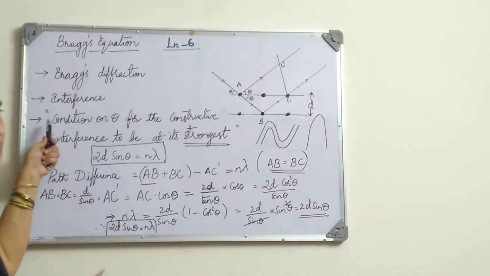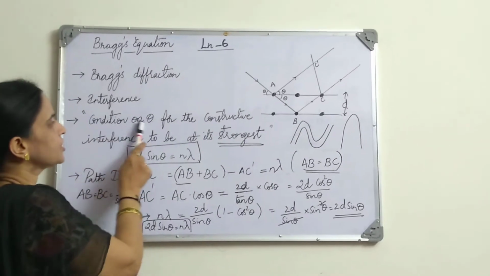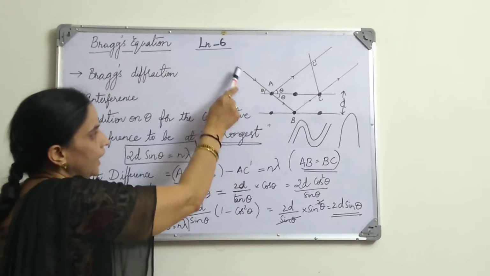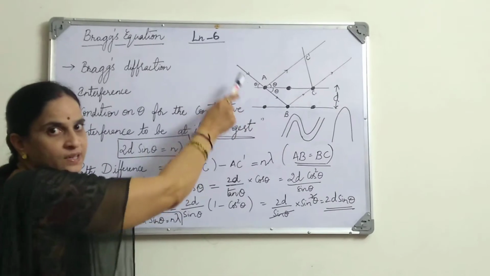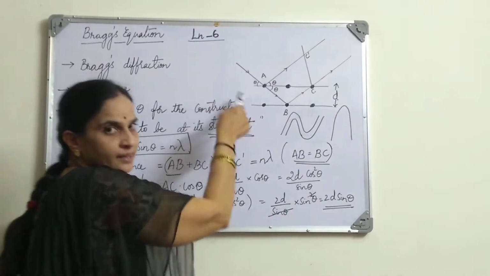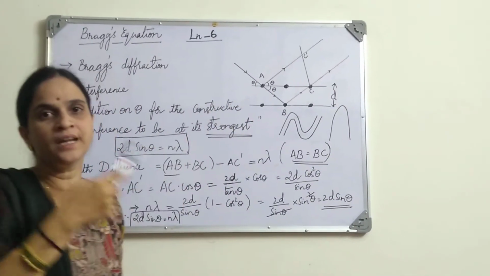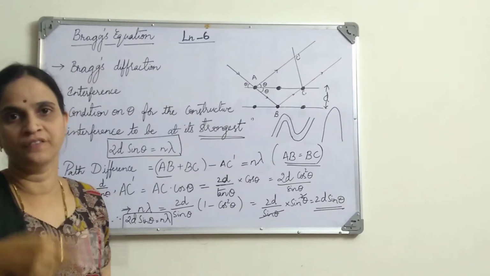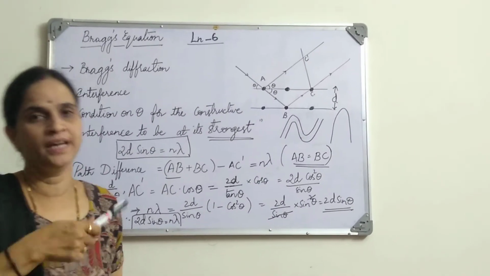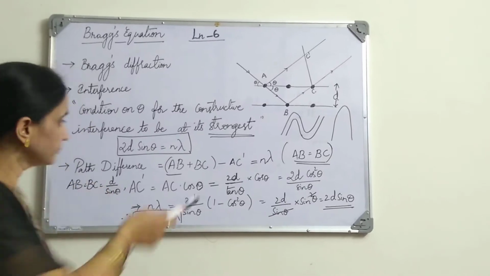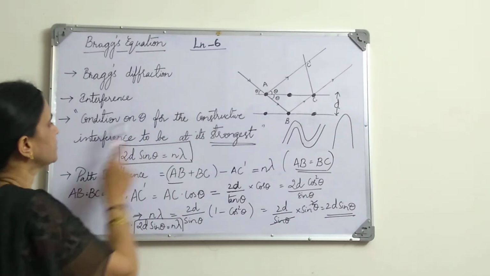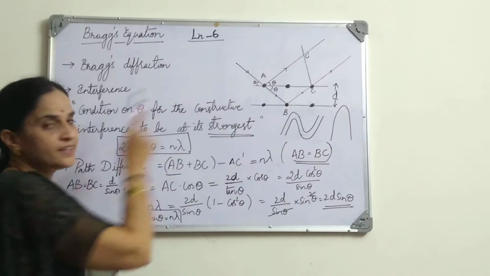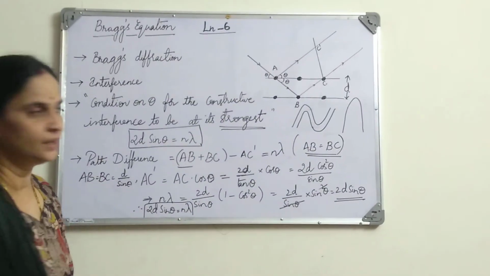And he gave us one condition, that is the condition on theta, at what incident angle you are focusing the X-ray on an atom. By changing the theta, we can get different peaks and different interference patterns. Then there is the condition on theta for the constructive interference to be at its strongest.